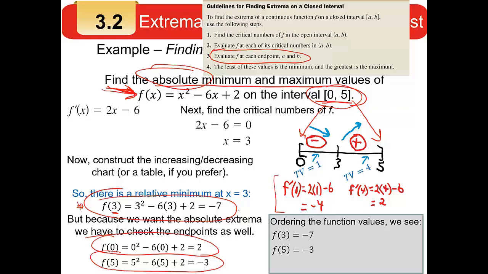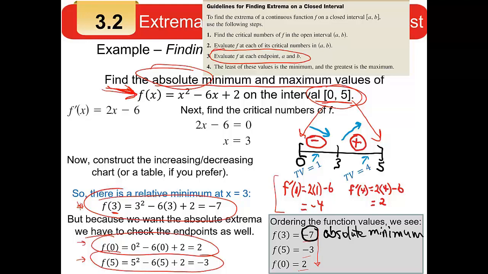At 5, you get the next smallest, which is minus 3. And so the biggest is the one at 0. So I put them in increasing order of y values. And once you do that, the smallest y value is the absolute minimum. The largest y value is the absolute maximum.